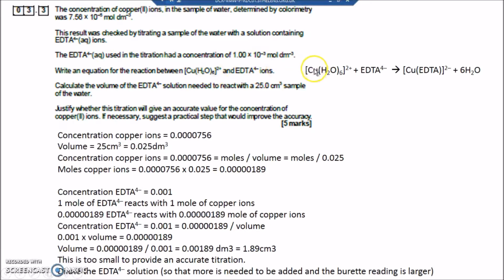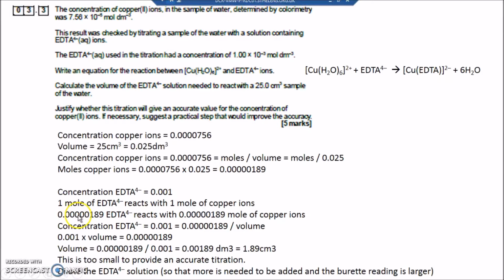So the number of moles of copper ions in there equals the number of moles of EDTA ions. Look, 1 copper, 1 EDTA. So 1 mole of EDTA reacts with 1 mole of copper ions. We know we've got this number of copper ions, so we must have this number of moles of EDTA. One thing it does want us to work out is the concentration of EDTA. The concentration of EDTA equals 0.001. It tells you that here, 1 times 10 to the minus 3. So the concentration of EDTA equals 0.001. 1 mole of EDTA reacts with 1 mole of copper ions. We've said that already.